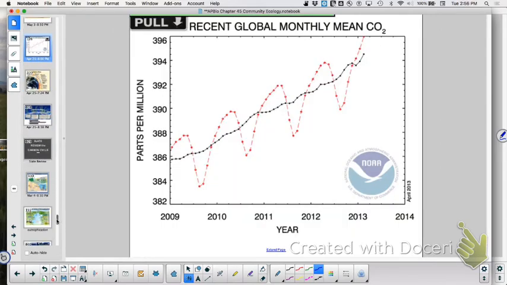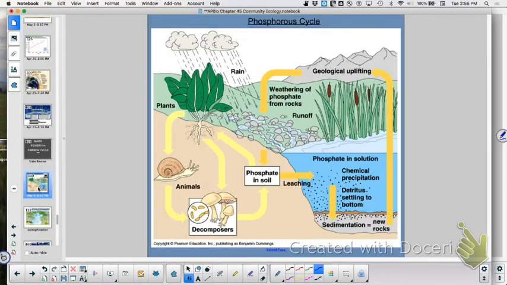And then phosphorus cycle. The reservoir for phosphorus is in the rocks, and the easiest way for it to get out is due to weathering. And most organisms are going to get their phosphorus from plants, and plants are going to get it from the soil. If the soil doesn't have it, that's why it would need to be added to the soil, and that's what we use when we use fertilizers.